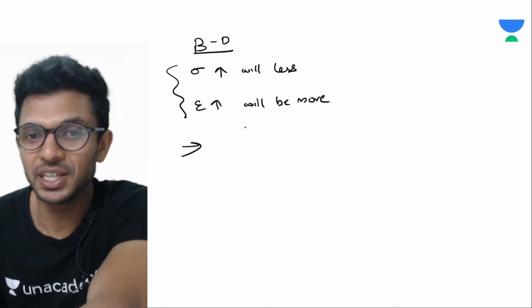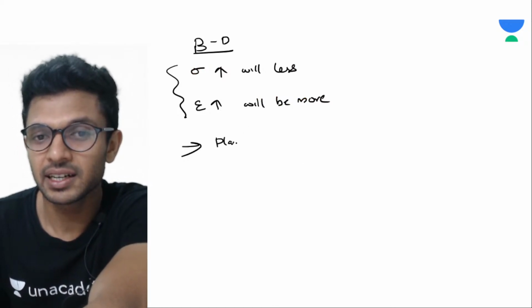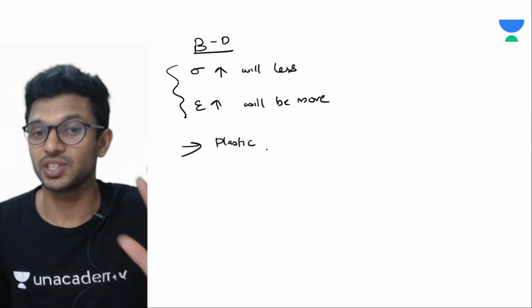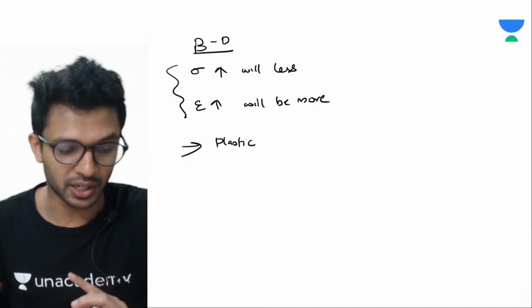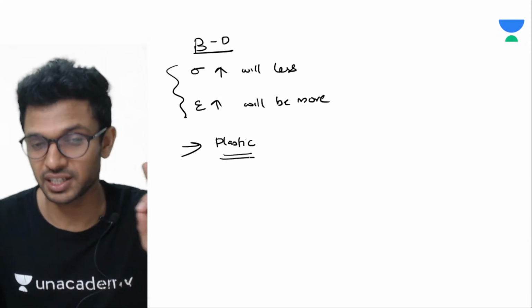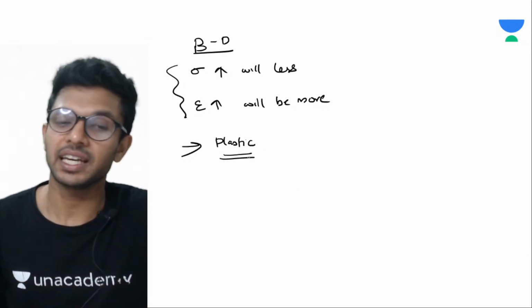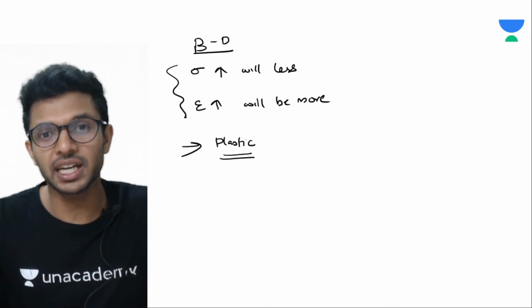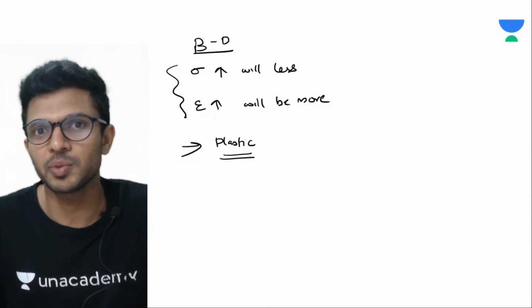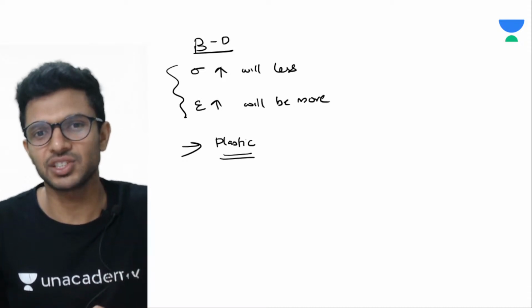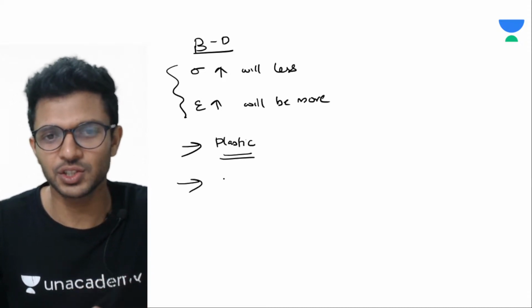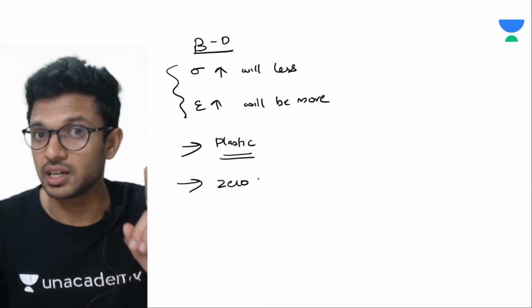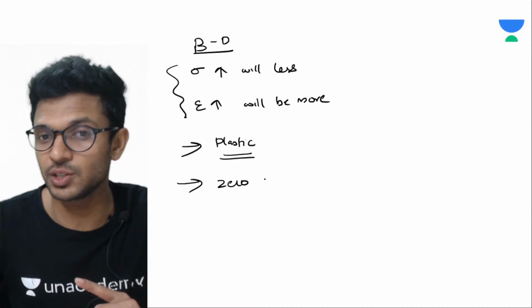So, from B to D, the body will be acting completely plastic. This is very important. Write it down. The body will be acting like completely plastic. Matlab, even if you remove the external force, the strain will not be zero because there will still be extension in that body. Understood? Though the stress that you apply is zero, right?